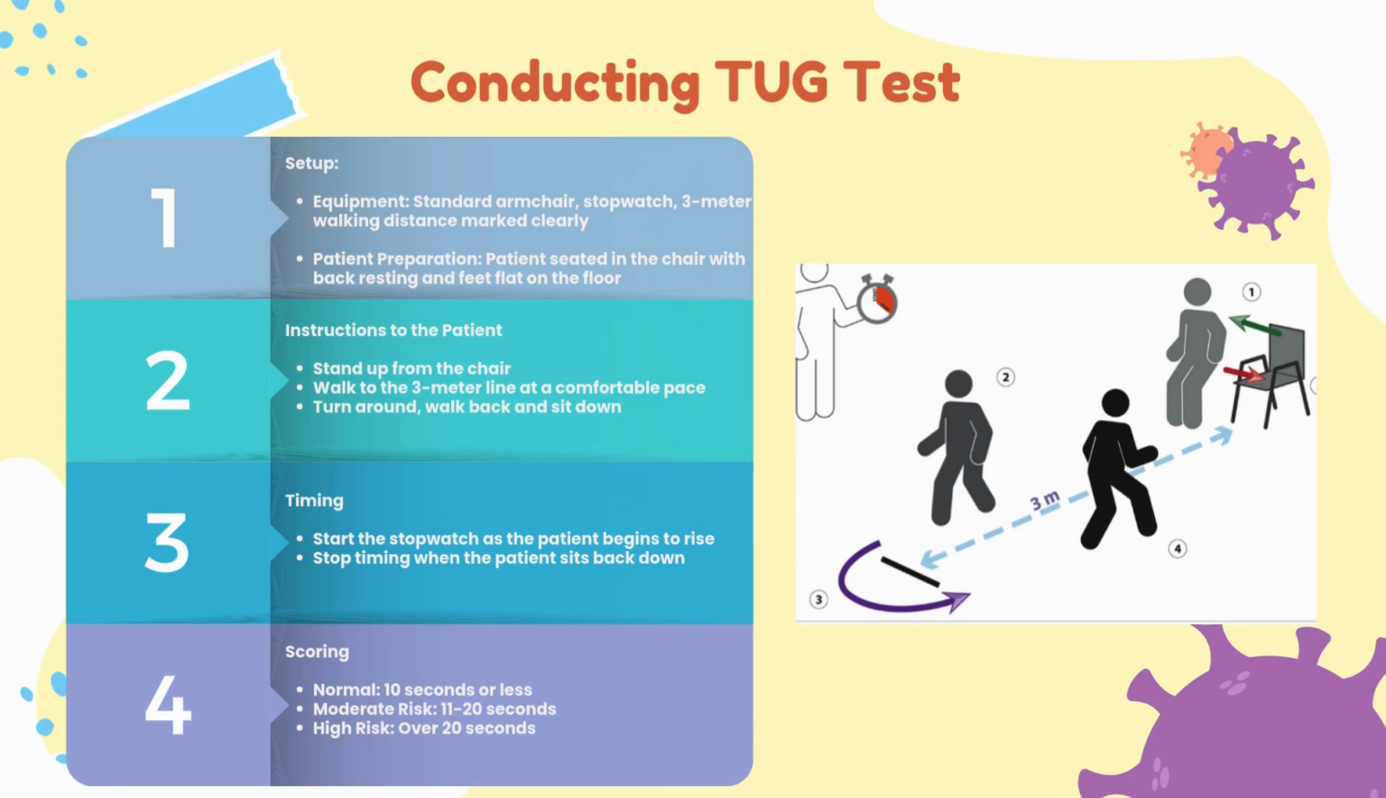Step 4. Interpretation. Less than or equal to 10 seconds. Normal mobility, low fall risk. 11 to 20 seconds. Moderate fall risk. Greater than 20 seconds. High fall risk, further assessment needed. This quick test helps identify fall risks early, allowing for timely intervention to improve patient safety.